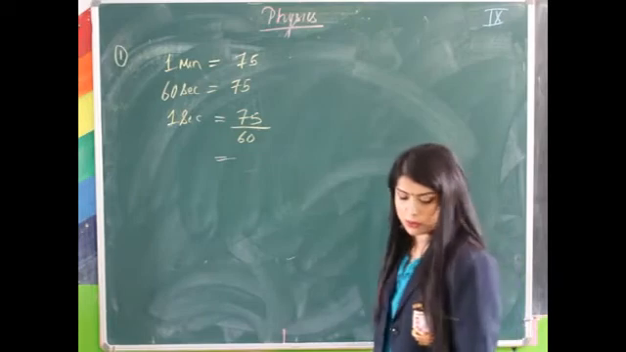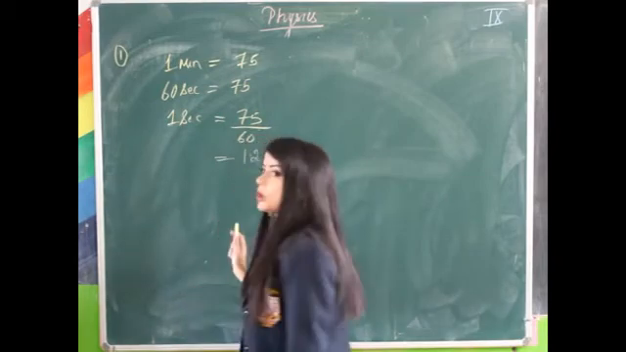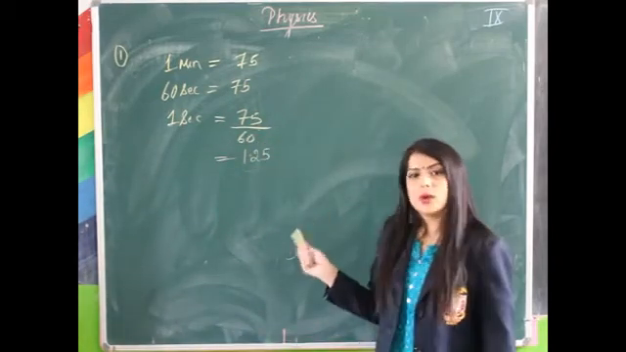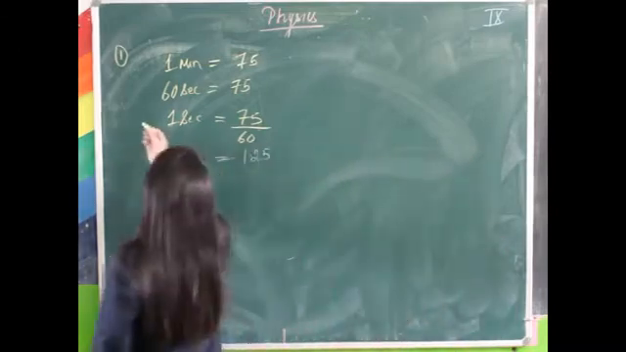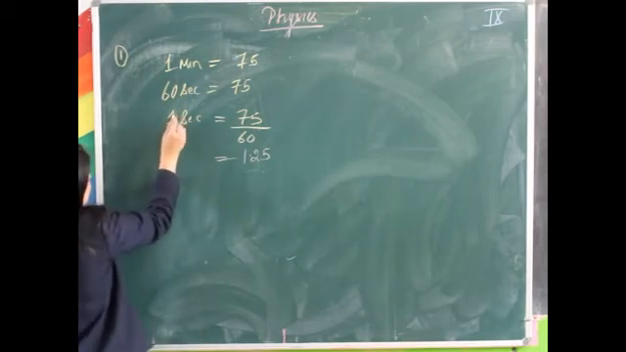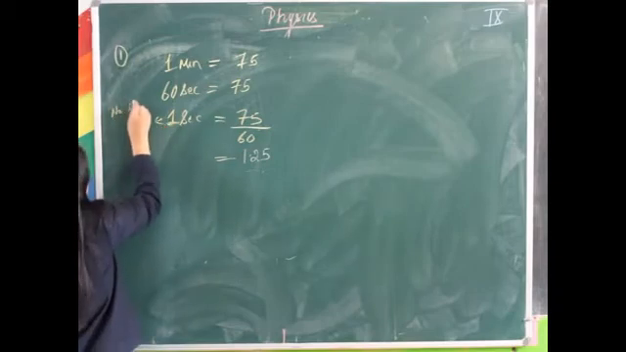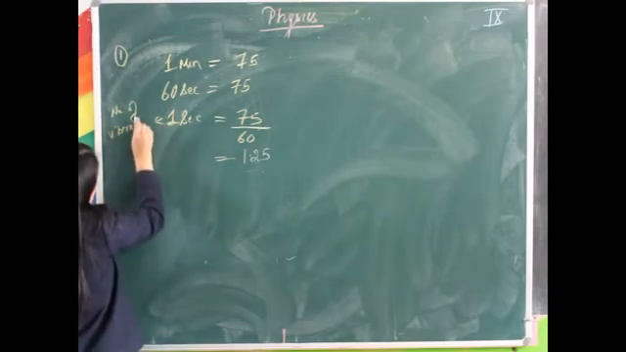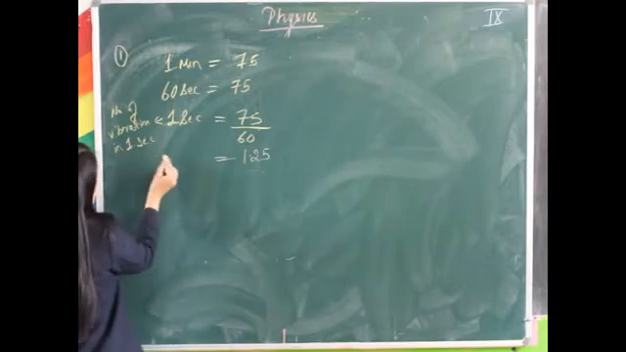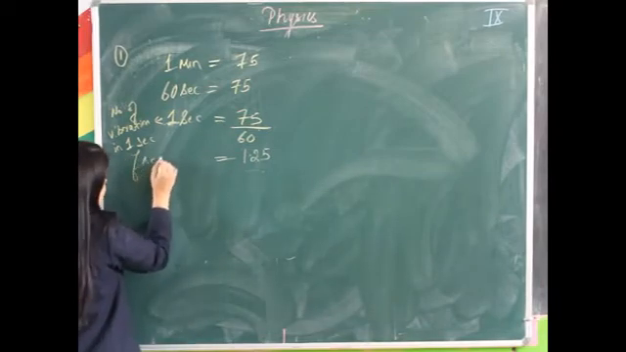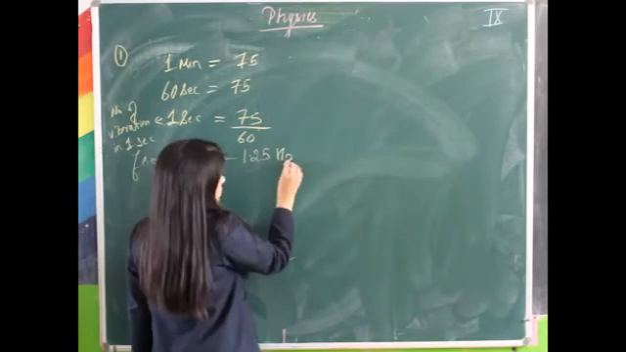So this is equal to 1.25. Now what I have just calculated is the frequency of the heartbeat. This is the frequency in 1 second, because frequency is the number of vibrations in 1 second. That is your frequency. So your frequency is 1.25 Hz.